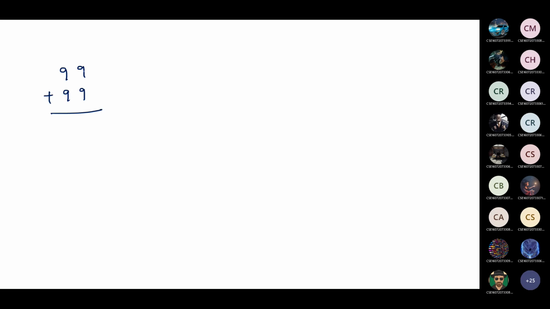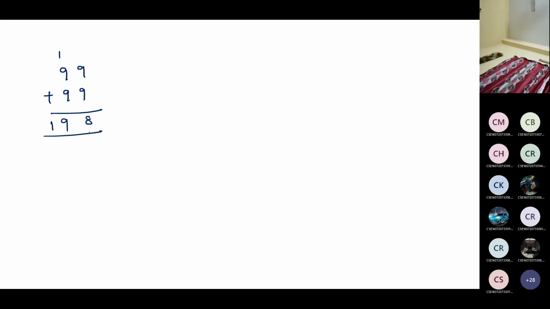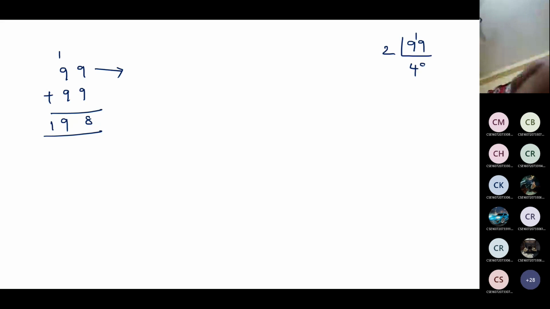99 plus 99. First, let me solve directly in normal mathematics. 9 plus 9 is 18, and again 18, so our answer should be 198. Now in terms of binary, first write the equivalent of 99. So I'm dividing 99 continuously by 2.